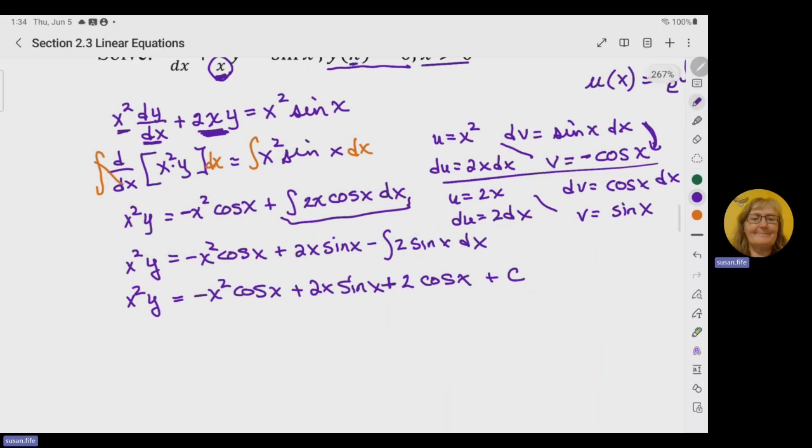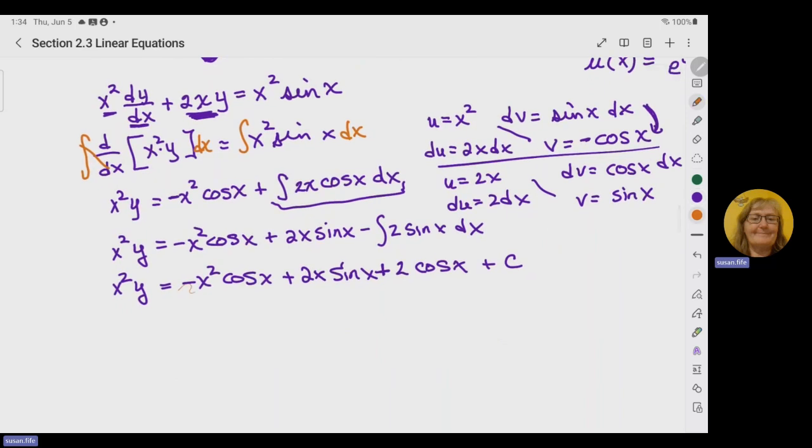And we can solve for y to get the general solution. Divide by x squared. I'm going to divide each term by x squared. You could choose to divide the entire side by x squared if you want to.